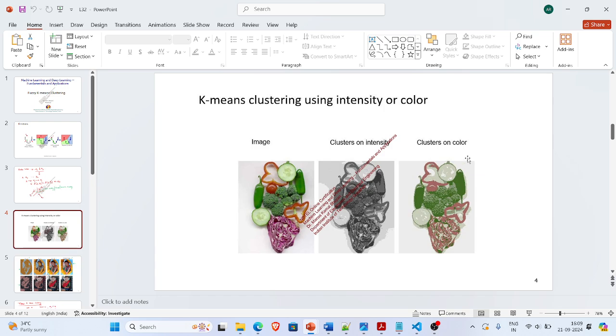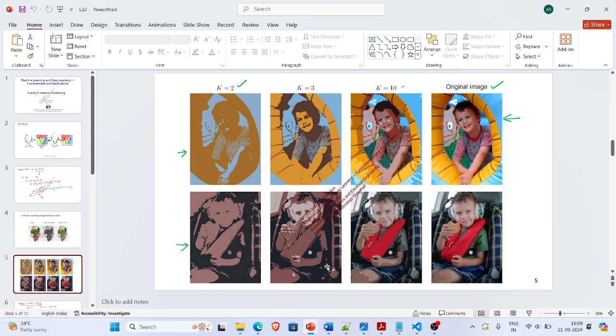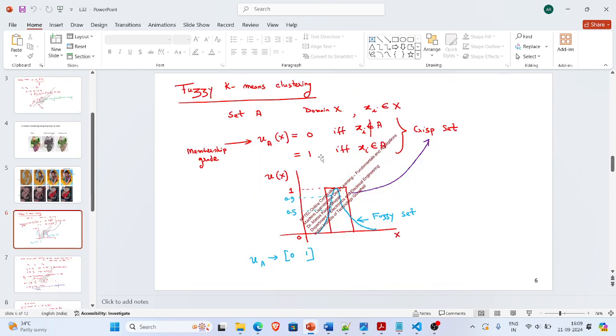So it has applications in image segmentation, as you can see, where we have clustered on intensity and color. That is a k-means clustering application. Another application: as the number of clusters increases, the image compression improves.